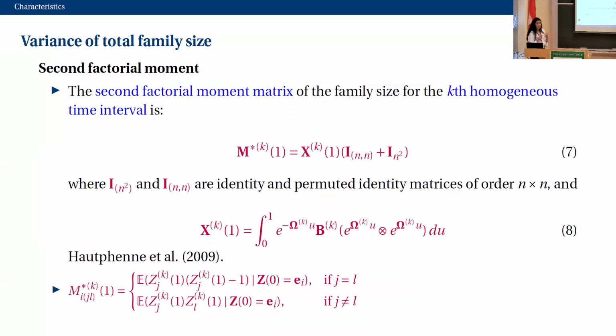Next, we move on to the variance of the family size. Now, to get the variance of the family size, we need to first define the second factorial moment matrix. Again, on this slide, don't worry too much about the maths. I have just defined the existing second factorial moment matrices for the time homogeneous case. Star basically represents the second factorial moment matrix. We do some numerical computations here.